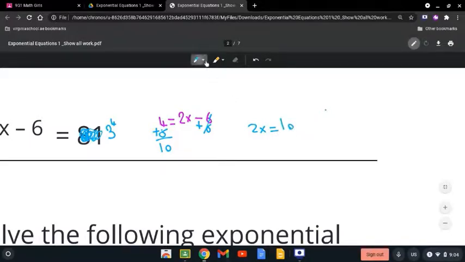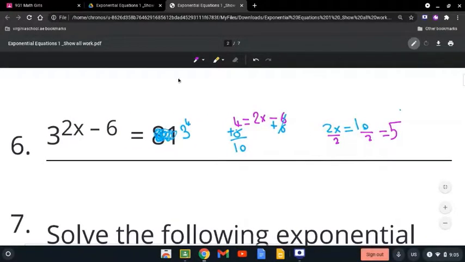And now we want to divide by 2 on both sides to get x alone. So here divided by 2, and on the other side divided by 2, and then equals 10 divided by 2, which is 5. So now you have a whole number and you found the answer. So now x equals 5.